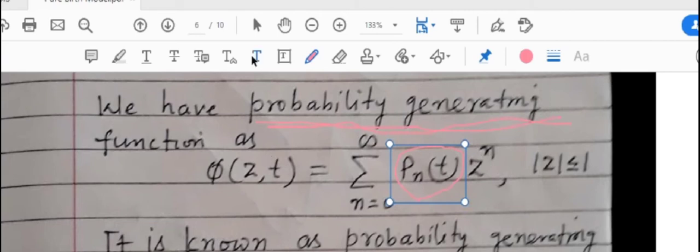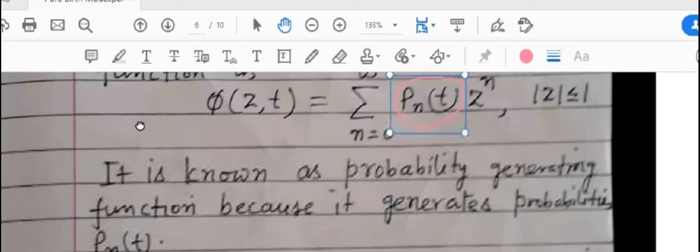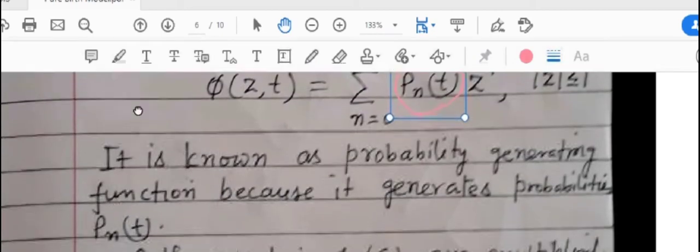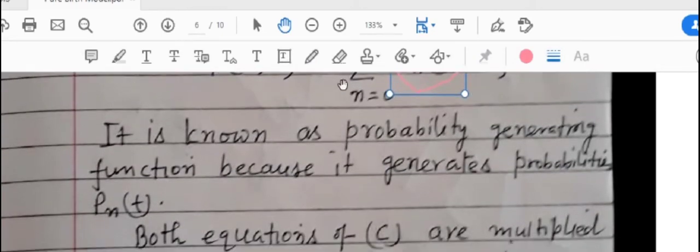So therefore ultimately I will show you, you must remember why this probability generating function has its name. I have given this reason, as I told you, this generates the probabilities P_n(t). But how? The question is how. It's interesting, but the question is how. So we will check it. You have to keep on looking to see where this question is going to be answered.